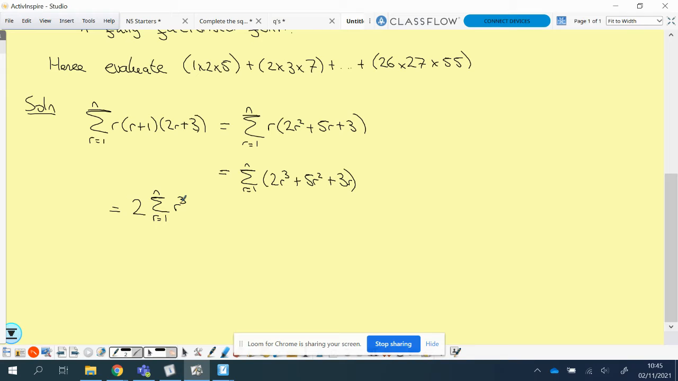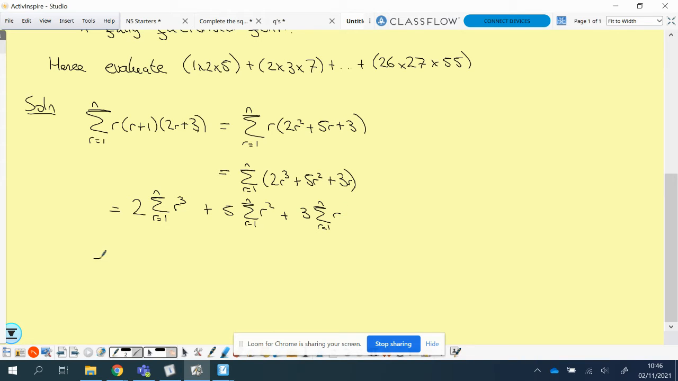Plus, then looking at the squared term, it's going to be 5 out to the front, sum from r equals 1 up to n of r squared, plus 3 out to the front, r equals 1 up to n, the sum of r. At this point I can now use my formulas that I've got at the top, because I know an expression for the sum of r equals 1 up to n of r cubed, r squared and r. I'm going to substitute the formulas into this here.